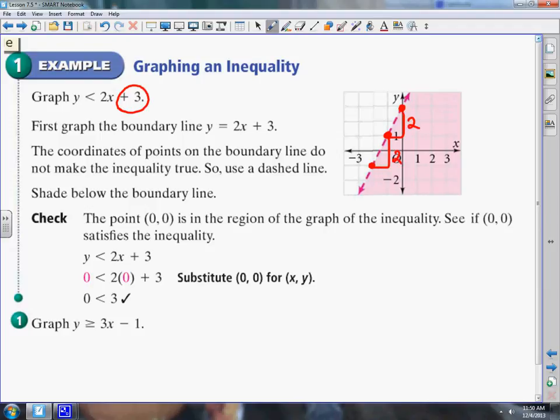So that's the slope. And then I look at my sign. Well, my sign doesn't have the line underneath, so that's a dashed line, and it's everything less than. So that's why they shaded down. It's everything less than.